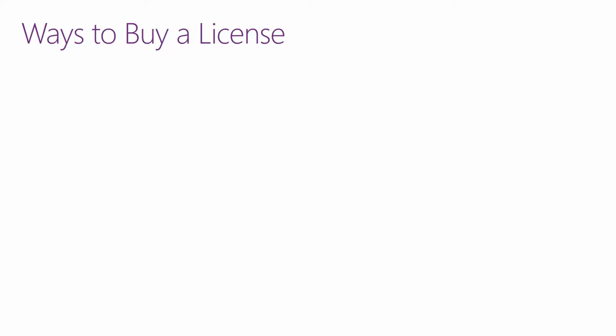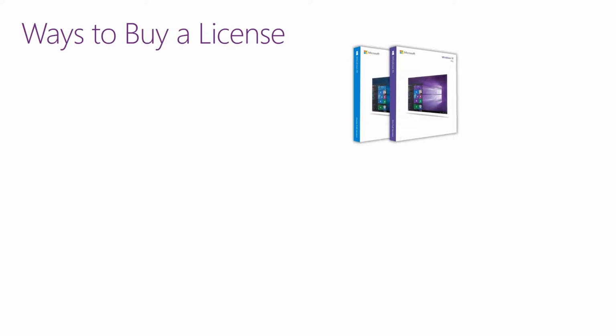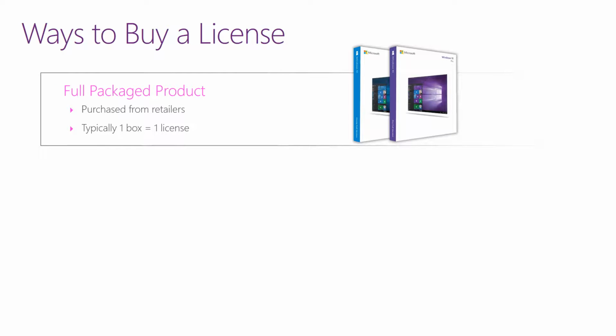Let's start by considering the different ways that a license for Windows or Office may be acquired. And the first way is by buying the software as boxed products. This is known as full packaged product and is purchased from retailers. Now, typically, if you buy software in this way, then buying one box gives you one license. There are some benefits to buying software in this way. You can walk into a store and purchase a software and take it home straight away. And it's convenient if you want to buy a single copy of the software.